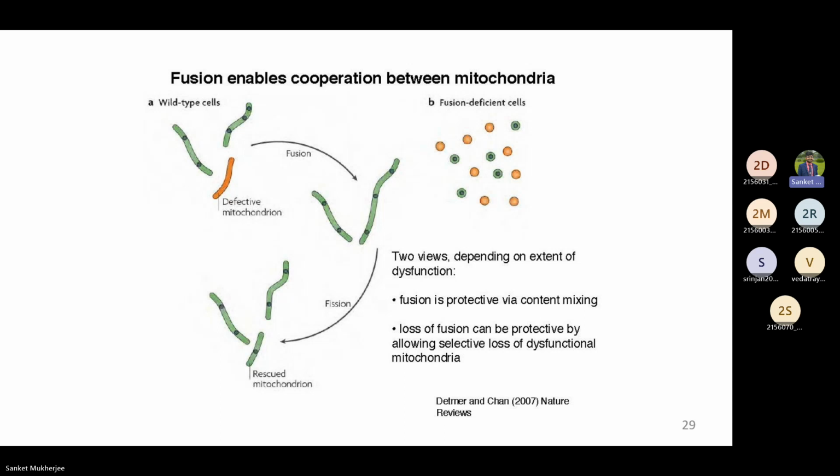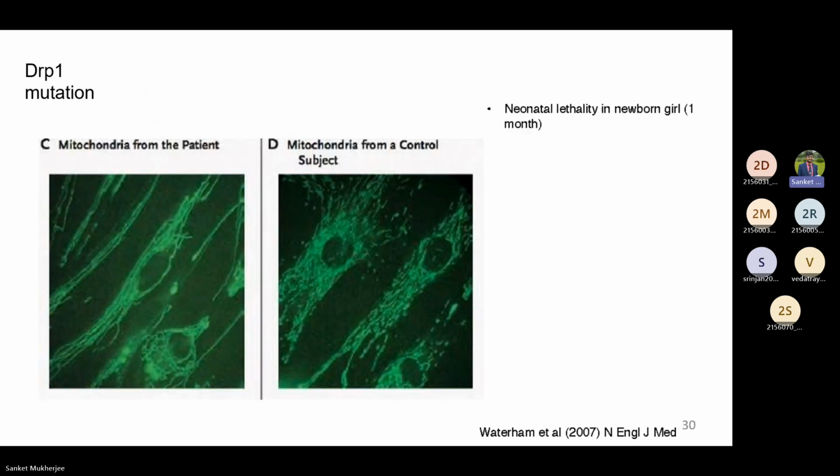So again, there are two views behind this. Which one works out is probably something that you will be studying later. It has been seen that if there is a mutation in DRP1, what would happen? Mitochondrial fission would not take place. Fission won't happen, and that has caused neonatal lethality in a newborn girl within a month. So it is very evident how important mitochondrial fission proteins are. We'll discuss it in detail.